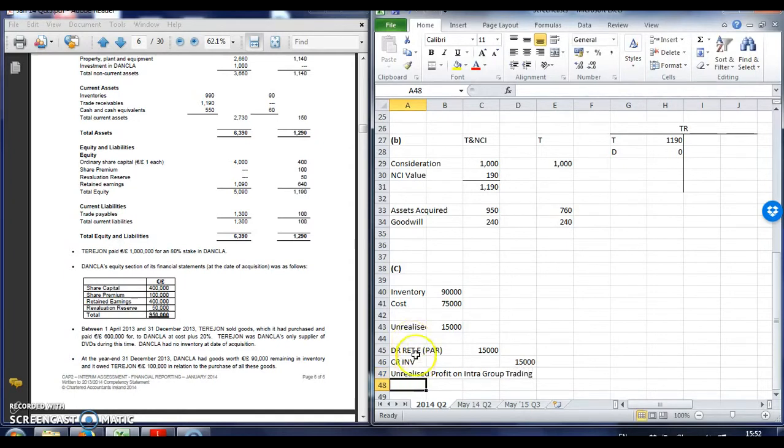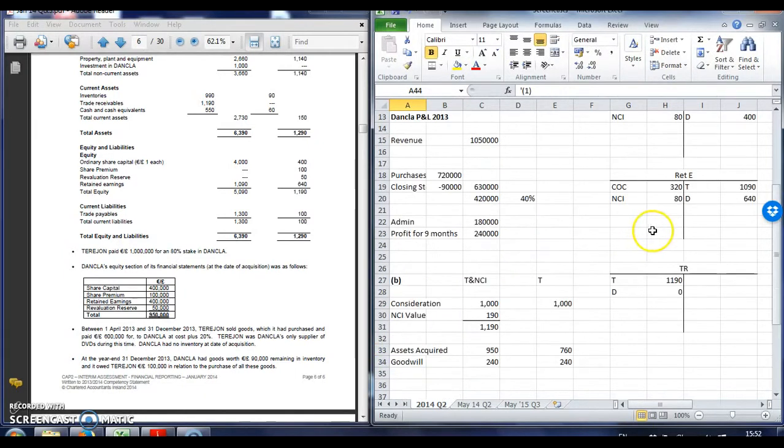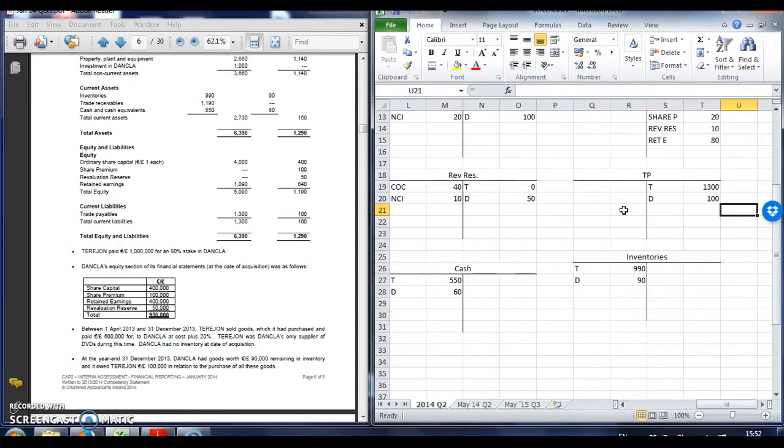So you have that now. You can call that whatever you want. Note 1. That's adjustment 1, and you can bring that up here. So you know, debit retained earnings, and we call that adjustment 1 of 15,000, and also credit inventory.